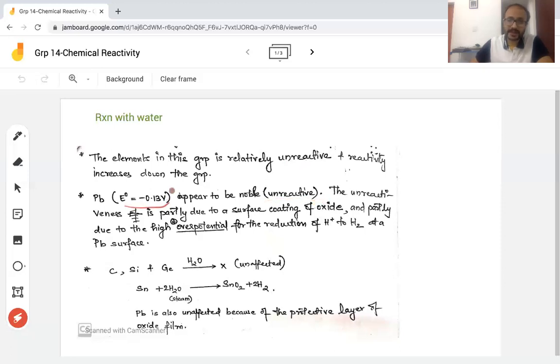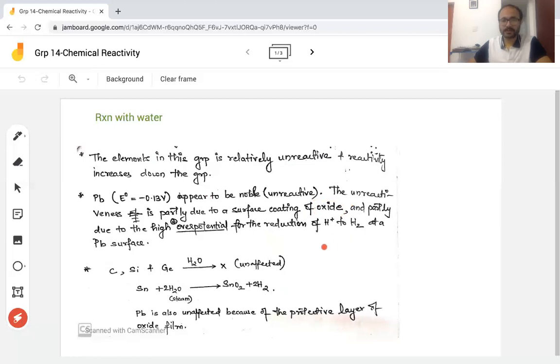Even though it has a reduction potential value which is negative, which is in favor of the oxidation of lead to lead 2 plus, still you see that they are very, very unreactive. Now, why is that so? This unreactivity is because of two factors. One of the factors is that they quickly form a coating of the oxide, that is PbO coating, as it reacts with water.